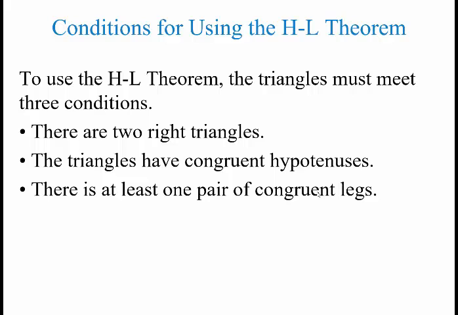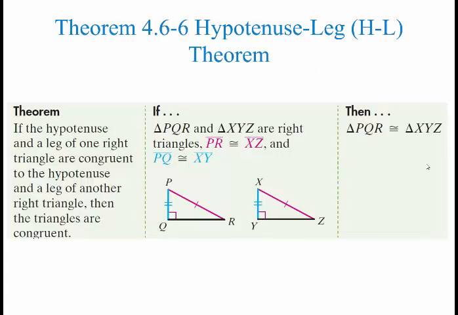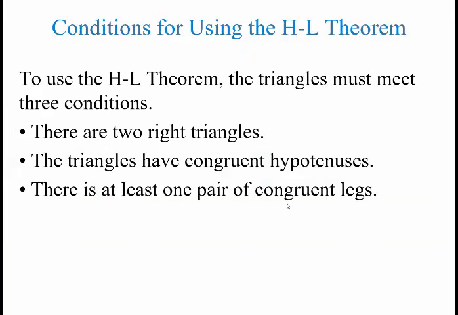All right, so to use the hypotenuse leg theorem, the triangles must meet 3 conditions. There are 2 right triangles, so they both have a 90-degree angle. The triangles have congruent hypotenuses, so the sides opposite the 90-degree angles are congruent. And there is at least one pair of congruent legs.